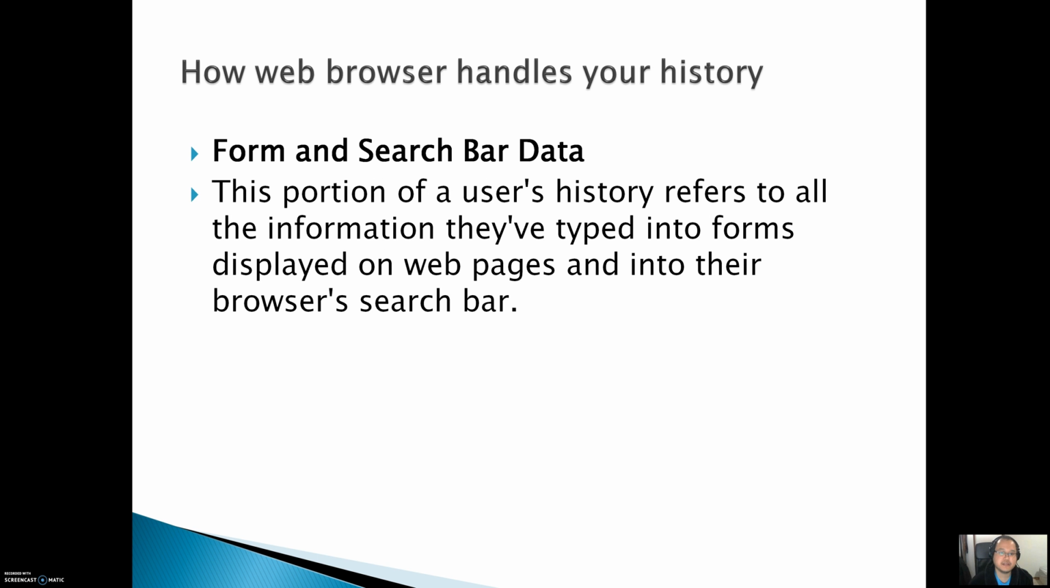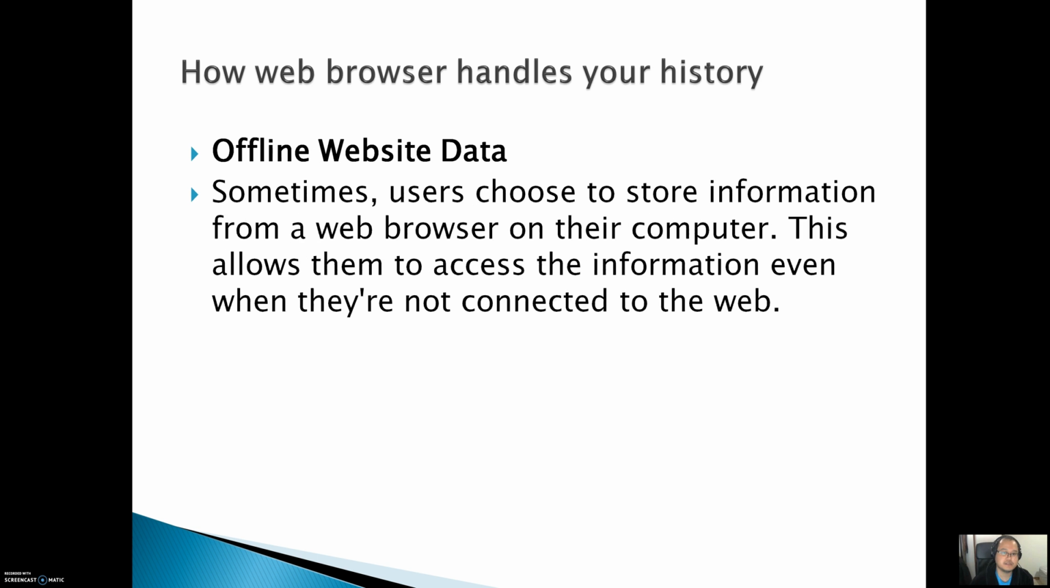Form and search bar data. This portion of a user history refers to all information they've typed into forms displayed on web pages and into the browser search bar. Should be pretty obvious.